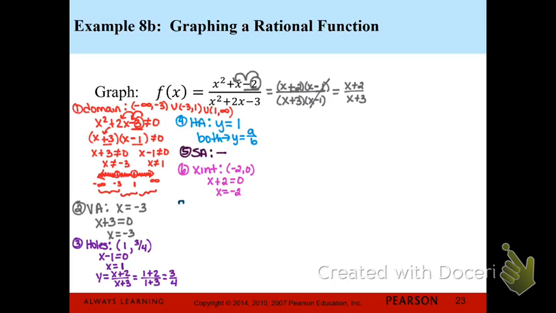All right, 7 is your y-intercept. How do you find it? Say it again. Set x equal to 0 and solve. So you use your simplified one again. So you have 0 plus 2 over 0 plus 3, which is 2 over 3. Good.